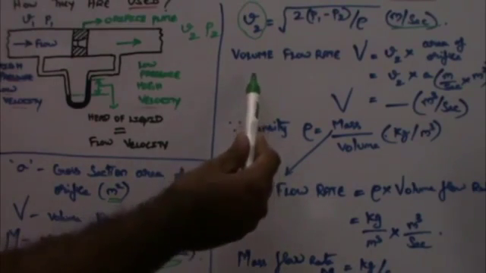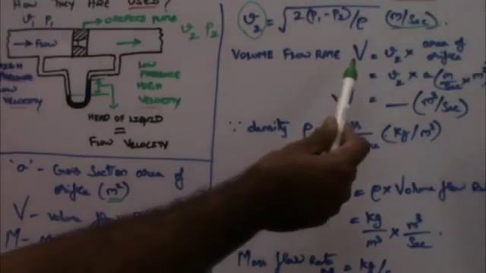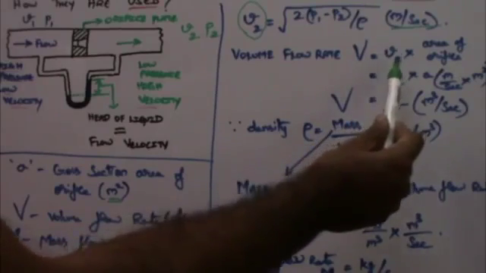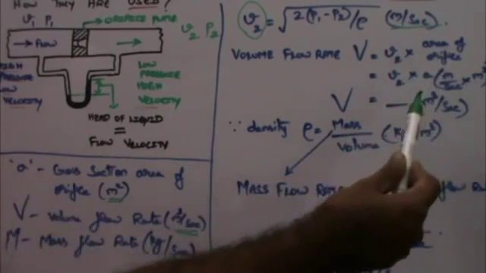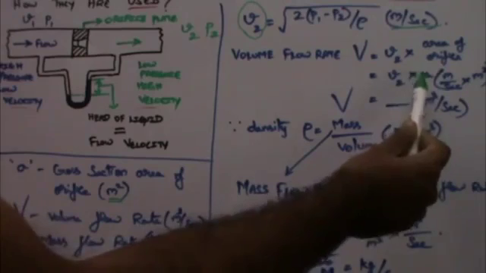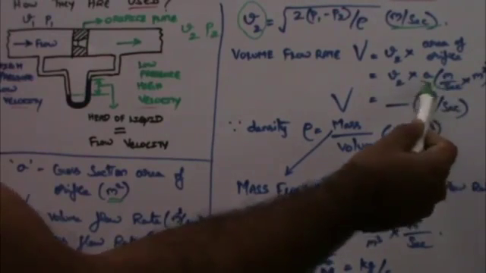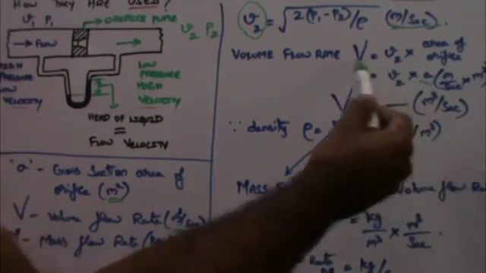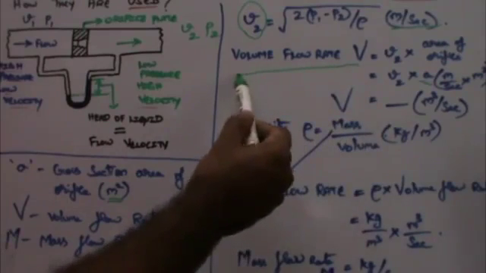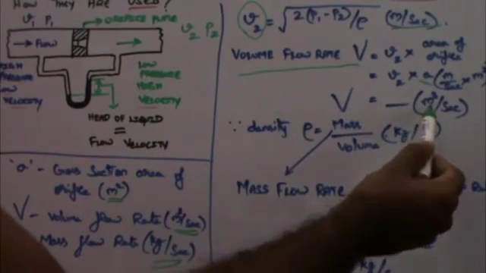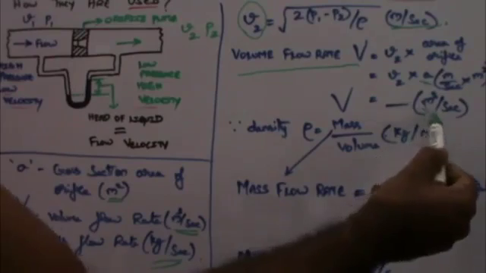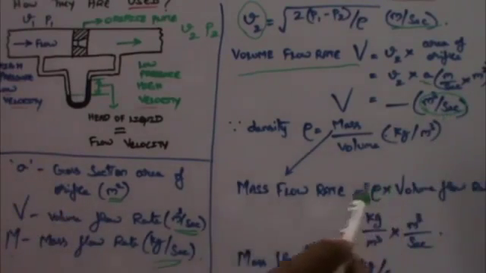Since we know that the volume flow rate V is equal to V2 into the area of the orifice, we substitute that. Let's say the area of the orifice is A, and V2 multiplied by A, we get the volume flow rate of the fluid. That is, V is equal to a value, and we get meter cube per second as the unit.